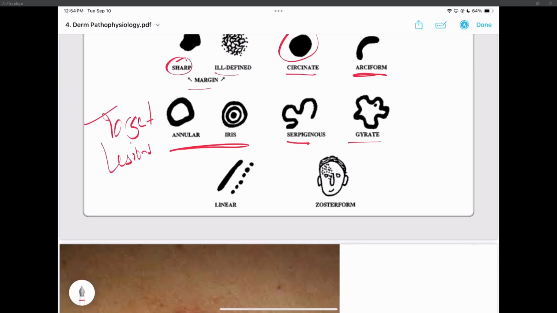Gyrate, just gyrates all over. There's no real pattern to it. It just kind of goes all over. Linear. We're going to talk about some derm patterns that have a linear pattern of disease. Or is it zosteriform? What is zosteriform? Anyone have an idea? What are we going along? Dermatomes. Zosteriform is referring to dermatomes.